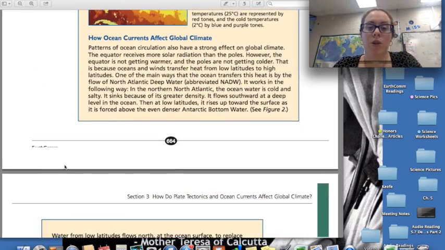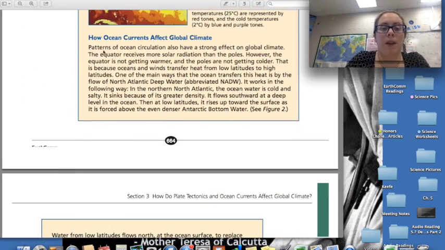Anyway, continuing on. How ocean currents affect global climate. Patterns of ocean circulation also have a strong effect on global climate. The equator receives more solar radiation than the poles. However, the equator is not getting warmer, and the poles are not getting colder. That is because oceans and winds transfer heat from low latitudes to high latitudes.